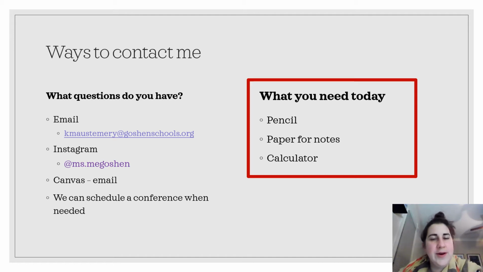Alright, today we are going to be talking about area of some basic shapes. So this should be reviewed from 6th grade, but it's important that we know how to do area of some shapes.